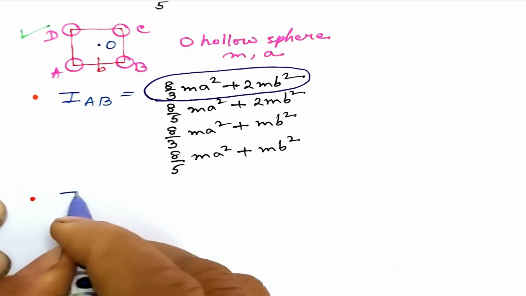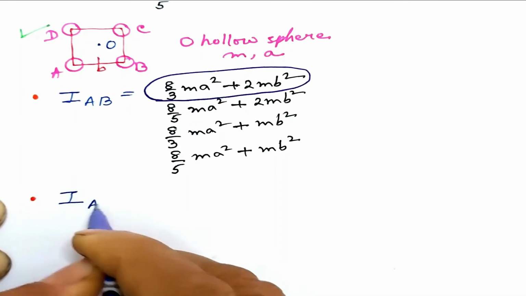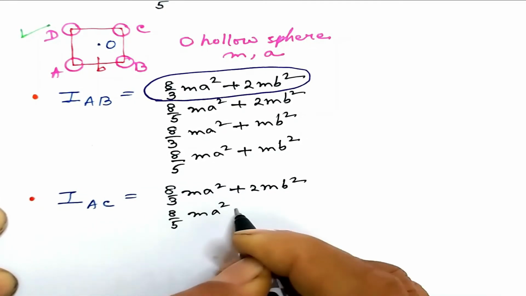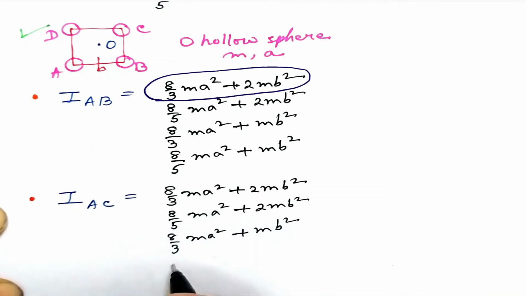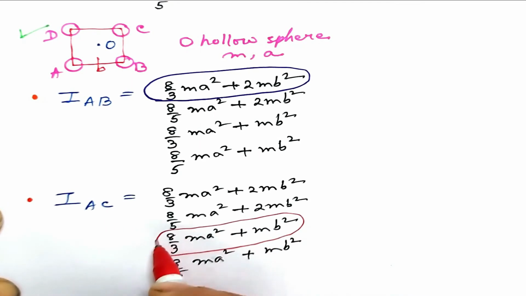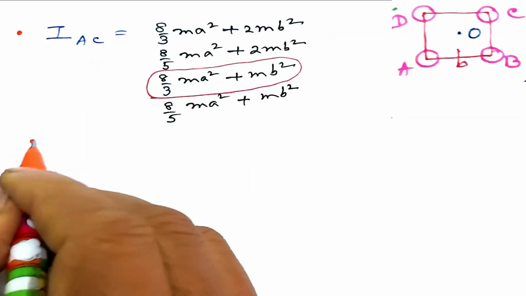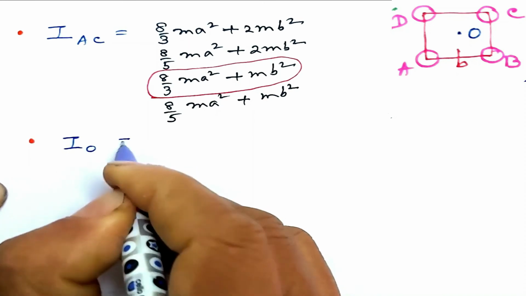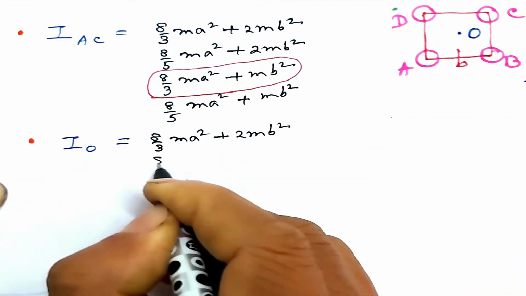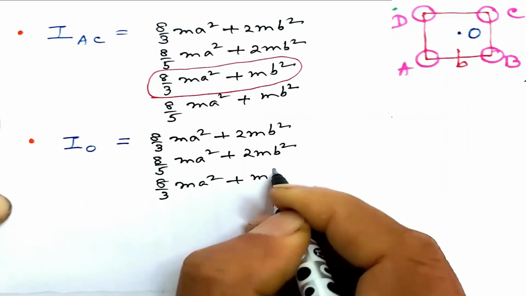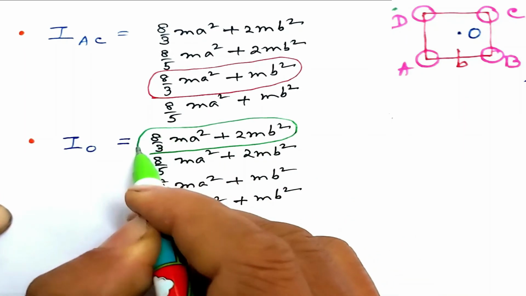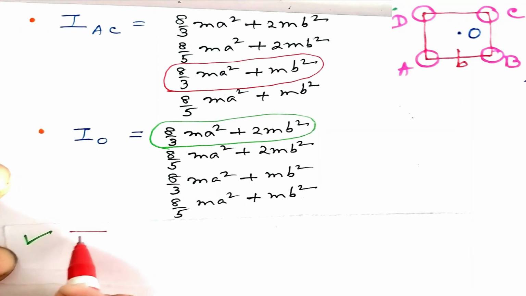next, what is the moment of inertia of the system about the diagonal AC? Options are, and the correct option we got was, next, what is the moment of inertia of the system about a perpendicular axis through midpoint O? Options are, and the correct option we got was, we next draw another figure.